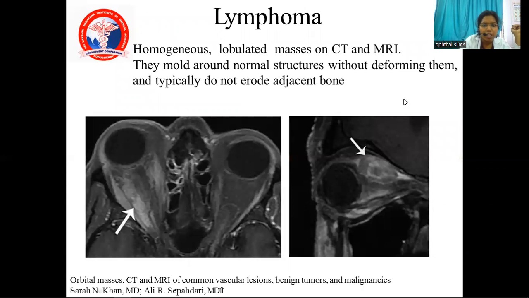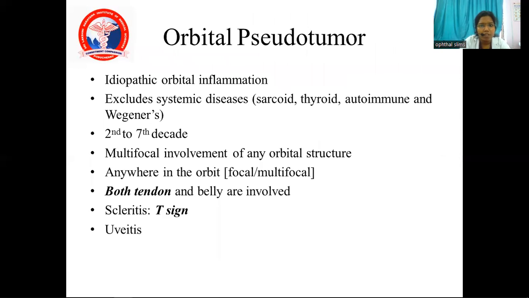So this is a homogeneous mass. It's a lobulated mass on CT and MRI. They mold around the normal structures without deforming them and typically do not erode adjacent bones.